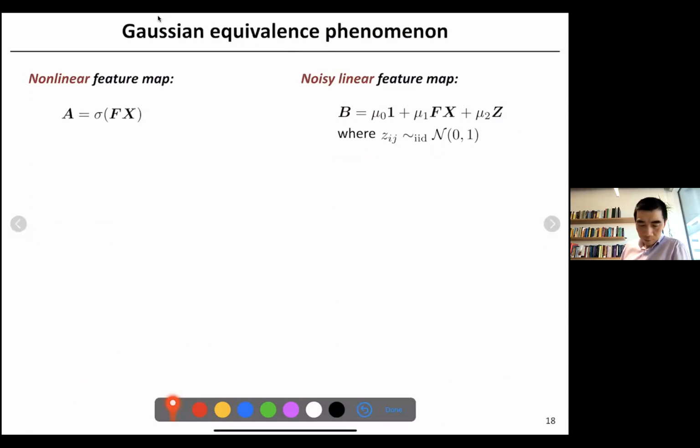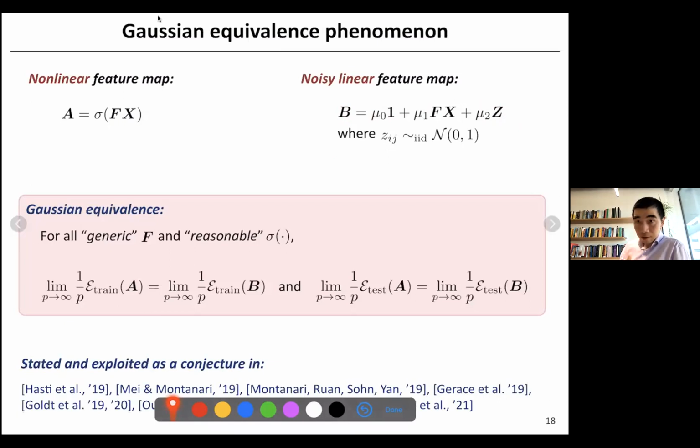Now, what people have observed in the literature recently was the following conjecture or phenomenon, the so-called Gaussian equivalence phenomenon. Roughly speaking, what people have observed is the following: for all generic matrices F and for all reasonable nonlinearities sigma, the training error and the testing error of the two versions are asymptotically equivalent. This phenomenon has been observed in a sequence of recent papers.